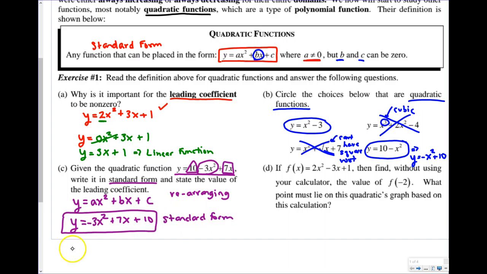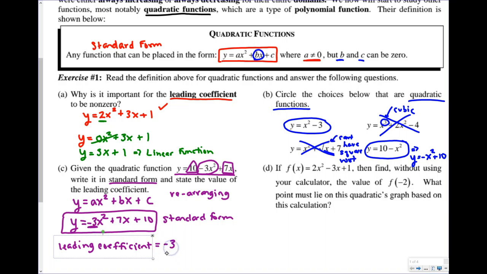Then it wants me to state the leading coefficient. The leading coefficient is that very first number in front of the x squared, and that number happens to be negative 3. So my leading coefficient is negative 3, and my standard form is negative 3x squared plus 7x plus 10. It's really important you always put it in standard form, for a lot of reasons. Standard form is really, really important. The order matters. I could also, if I wanted to, say a equals negative 3, b equals 7, and c equals 10.